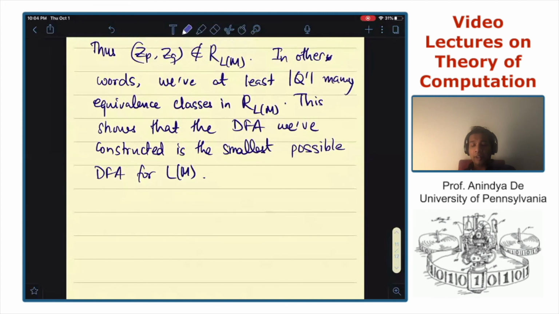This finishes the proof showing that our DFA that we have constructed has the fewest number of states among all the DFAs computing the language.